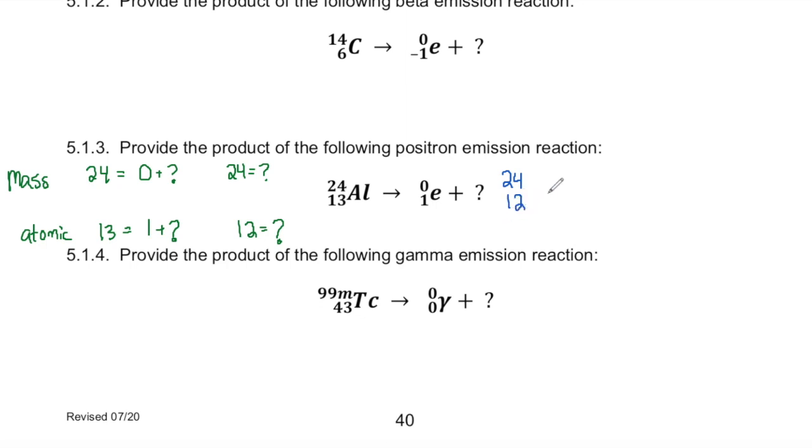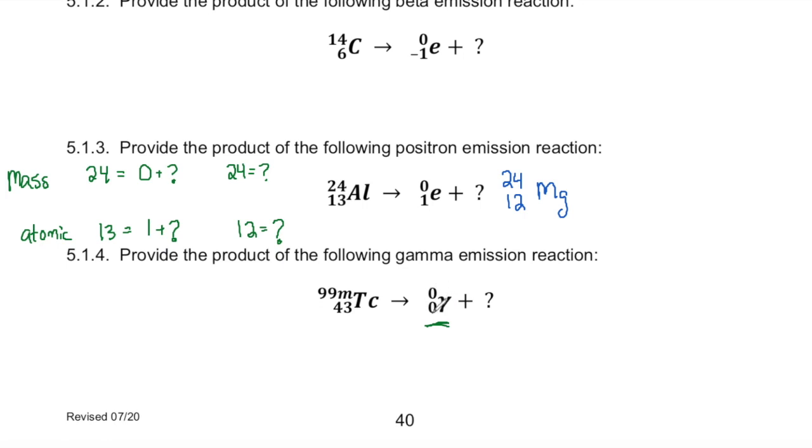The element with atomic number 12 is magnesium. So we'll put that as our symbol. And aluminum-24, when it undergoes positron emission, it emits a positron, and the nucleus that is left is magnesium-24. The symbol for gamma emission, this is a Greek gamma letter.